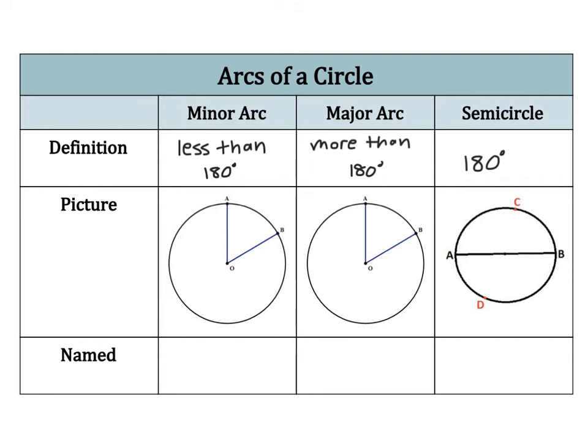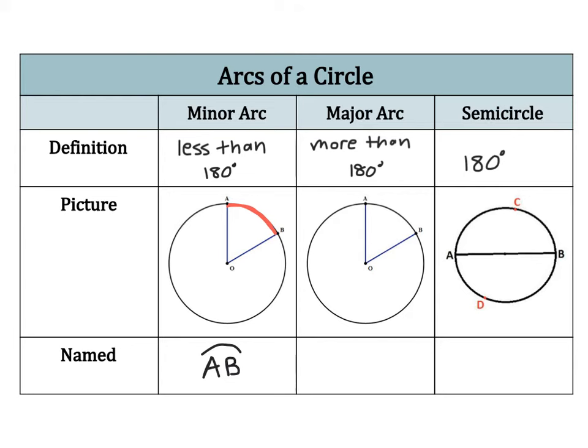So there is a specific way that you must name these types of arcs. So for a minor arc, I know that these two pictures look the same, but there's actually two different arcs. So the minor arc would be this one. And we can name any minor arc with the two letters where your arc starts and ends on. So we could say arc AB, and you put the little arc over it.